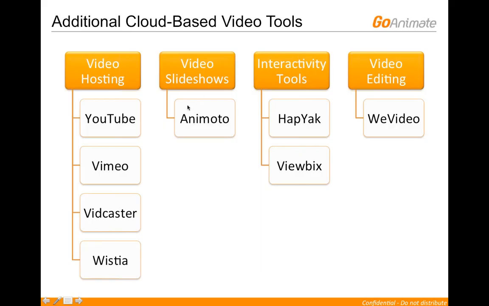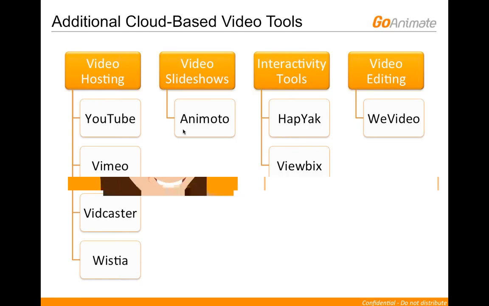For video slideshows, Animoto is a great slideshow tool. If you have a lot of pictures that you're trying to put together into a video to create a slideshow, Animoto is a great tool for this. If you're looking for interactivity tools in your video, I am a big fan of HappyAct, which allows you to create video quizzes and interactive videos. You can also put chapter markers in your video. So if you need to take a quick break, you can come back to exactly where you left off.